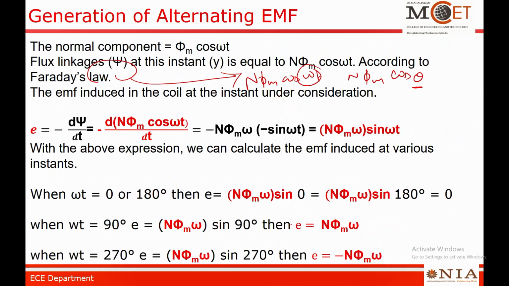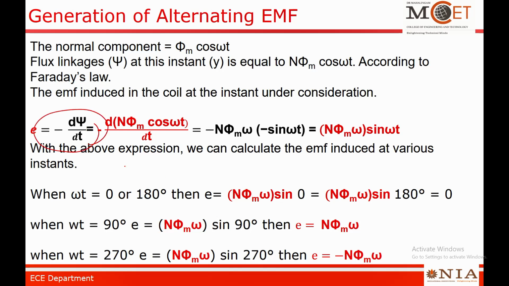With respect to the turns, it is obtained from which law? It is obtained from Faraday's law. After considering the flux linkages and the time instant, the equation is modified to E is equal to minus d psi divided by dt.